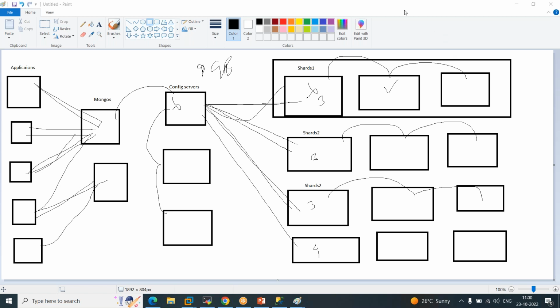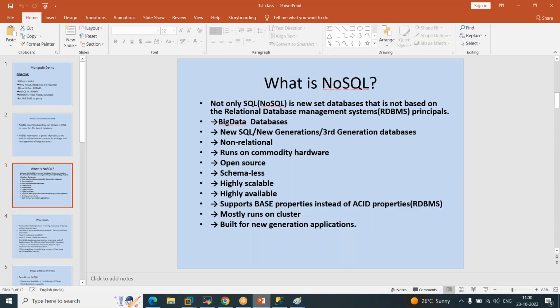Fine. So now come back to the slide. You will get more justification for what I was talking about in the slide anyway. So NoSQL means not only SQL. You have SQL products already, but there is another product called not only SQL. The not only SQL is a schemaless, dynamic schema model. What it is: open source, schemaless, highly scalable, highly available. These are the points I was talking about.